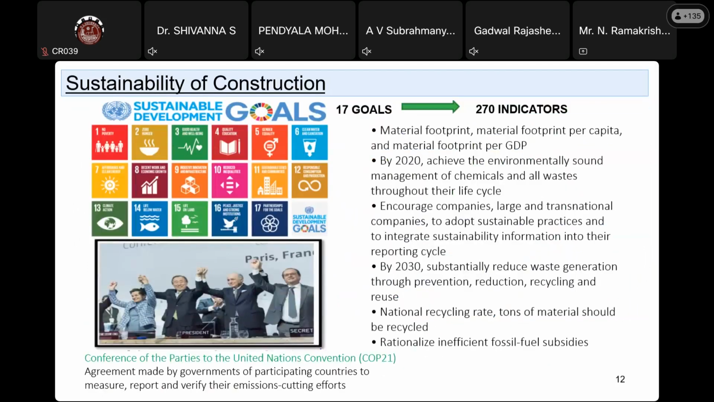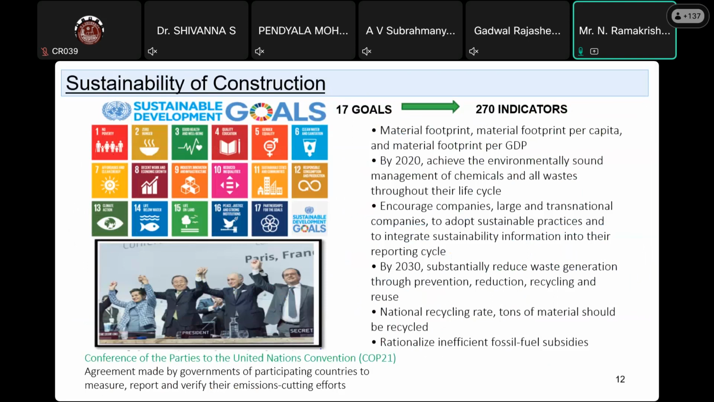Now coming to sustainable development. They have got 17 goals. I think maybe this is visible to you or not. Let me tell you what the 17 goals are. The first one is no poverty. The main aim of the sustainable development goals is to transform the existing world into a sustainable world.